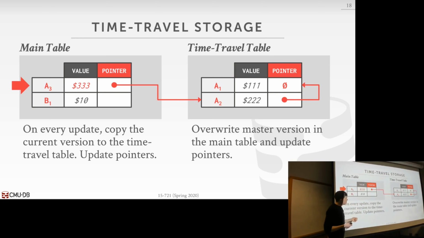The other interesting thing you can do is have the main table use a different storage model than the time travel table, because you're doing a lot of updates into the main table. So you could have this be a row store or a delta store. And then the time travel table, because these are older versions, you can maybe over time convert to a column store. That way, if you need to read old data, you can access it through a columnar layout, which is faster.